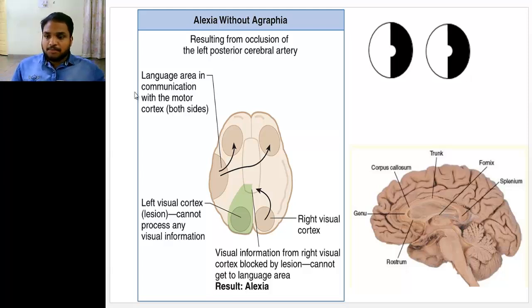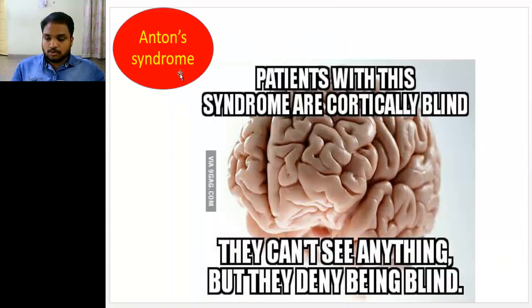So another important syndrome is Anton's syndrome. What is it? If there is bilateral infarction in the distal posterior cerebral arteries, this will produce cortical blindness. That is, there will be blindness with preserved pupillary light reaction. The pupillary light reflex is intact, but there will be blindness. Cortical blindness will be produced when there is a bilateral infarction of the distal posterior cerebral artery. So this results in a syndrome that is called Anton's syndrome. That is, the patients with this syndrome are cortically blind.